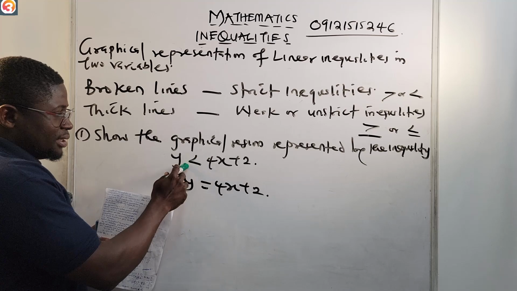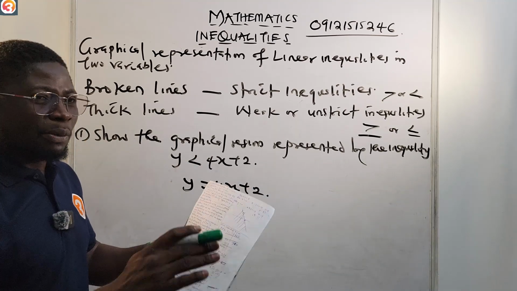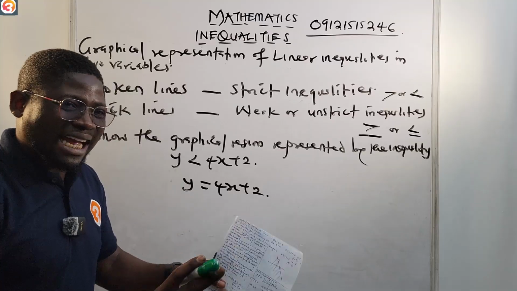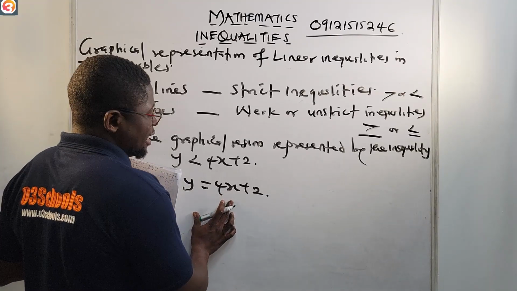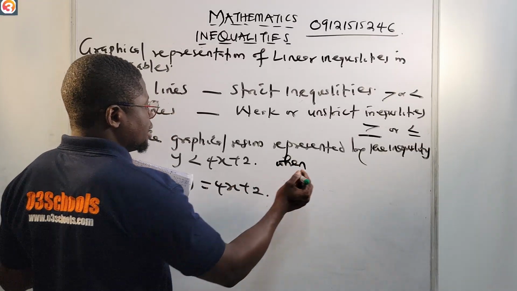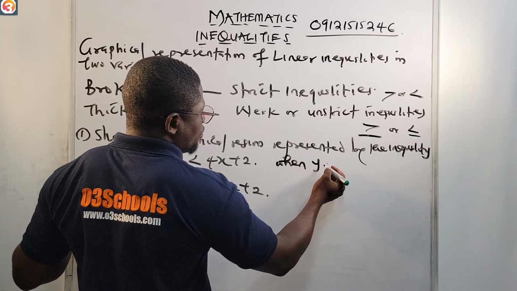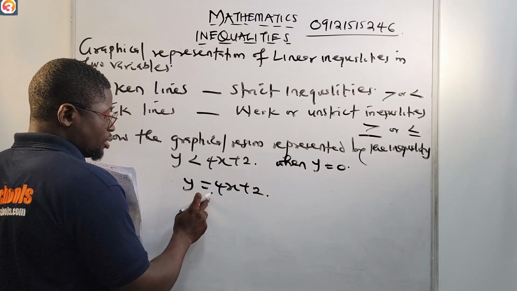So instead of this less than, we'll put equals to, and then we'll now find the points, so that I can be able to find the point and plot the graph on a straight line. So now we're having y is equals to 4x plus 2. Now we look for the 2 points. What is x when y is equals to 0, for example? If y is 0 in this equation, what will be x?